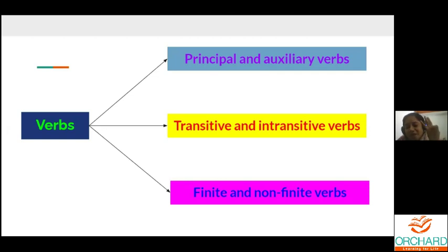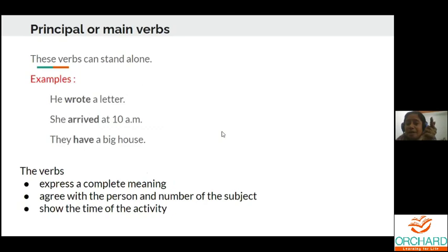Finite and infinite verbs. Yes, is it clear? These three types, categories. Principal and auxiliary verbs, transitive and intransitive verbs, finite and infinite verbs. Okay. So now principal or main verbs.